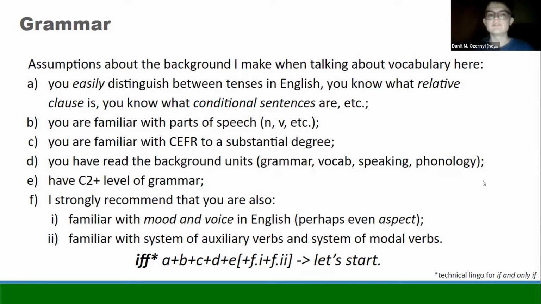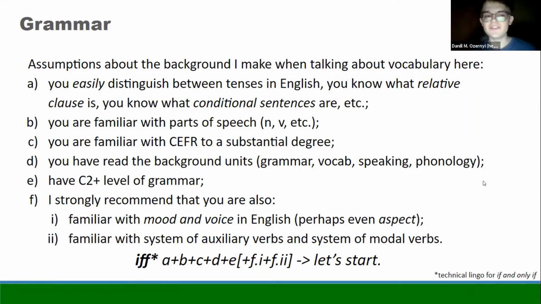Second one, you need to be familiar with parts of speech, similar to vocabulary. What is a verb? What is a noun? What is an adverb? Etc. You need to be familiar with the CEFR framework to a substantial degree, same as with the vocabulary. You need to have read the background units, grammar and vocabulary, same as with vocabulary.